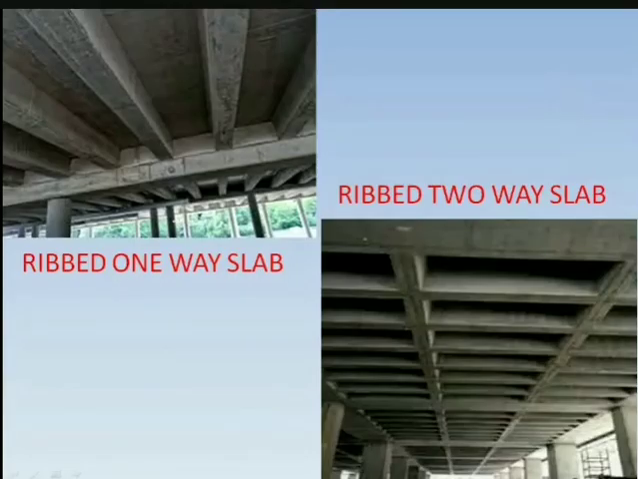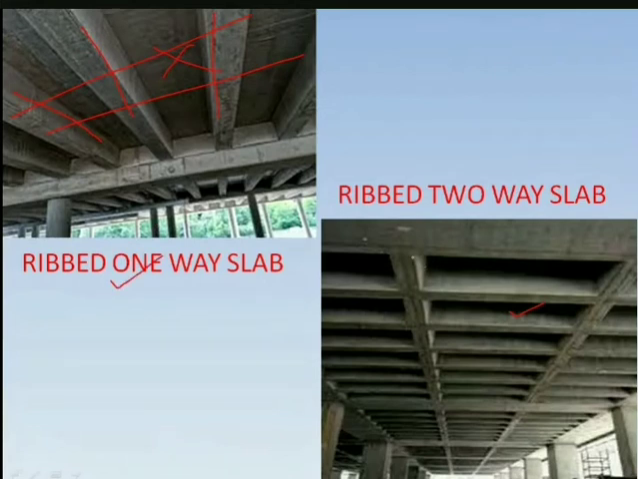Then next is a ribbed slab. Ribbed, as I said, is similar to your grid, but the grids are bigger here, which is the rib. We have a rib cage in our body. Similarly, these are your ribbed slabs. In this, you find ribs only along one direction. There are no ribs in the other direction. So this is a one-way ribbed slab.